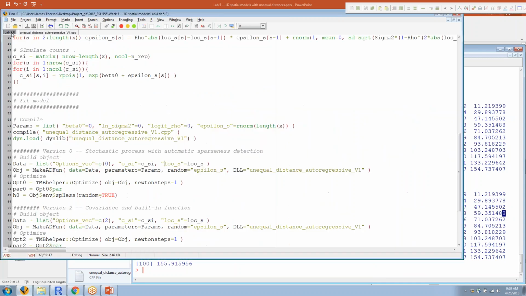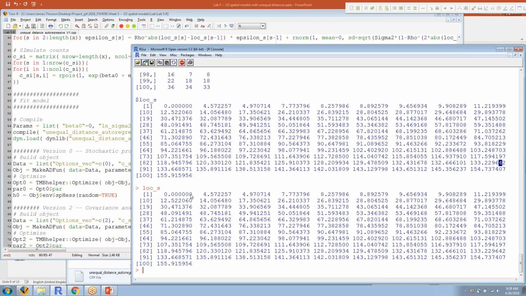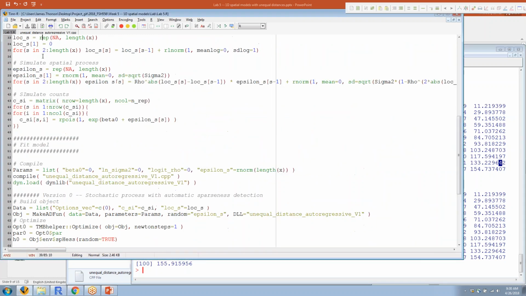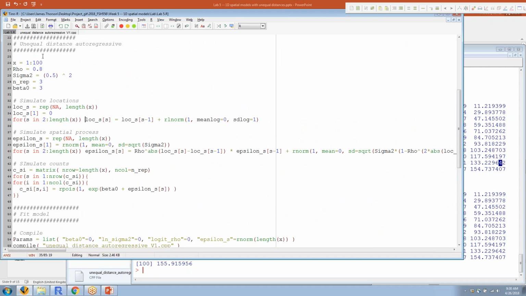Okay, so the locations are actually like the loc S from 1 to 100, the distance of site 1 from site 100 is 155 units, whatever the units are. So it's not the distance from one site to the next site; the way I'm defining loc, it's the distance from site 1 to site N. That makes sense, given the way I'm simulating it, where it's equal to the last one plus the different distance between the sites.